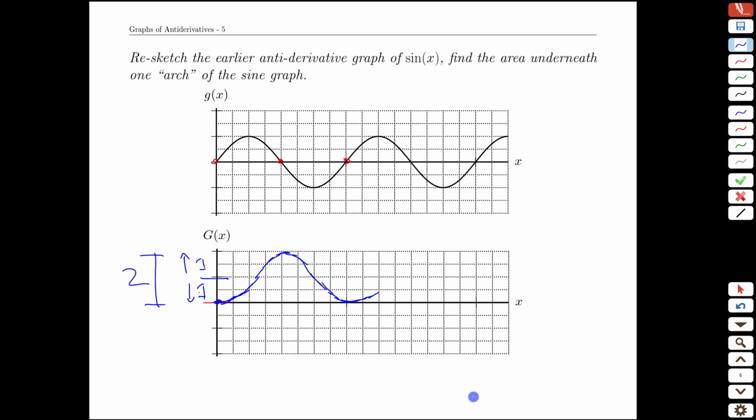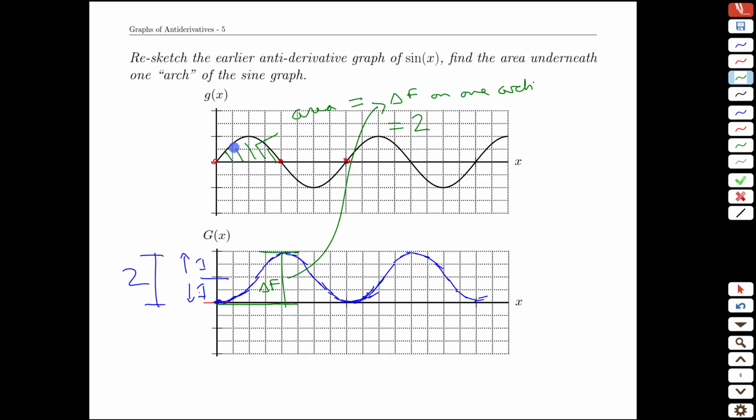And we expect to get a cosine graph because we're dealing with a sine graph and derivatives or antiderivatives. And what does that tell us? Find the area beneath one arch of the sine graph. Well, if that's the area we're talking about, that area is going to equal the change in f from here to here. Well, that change in f on that one arch is going to equal exactly 2.